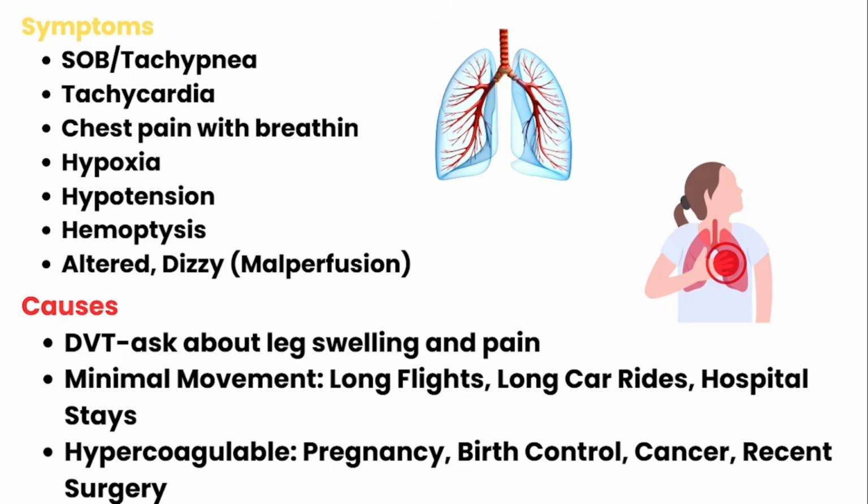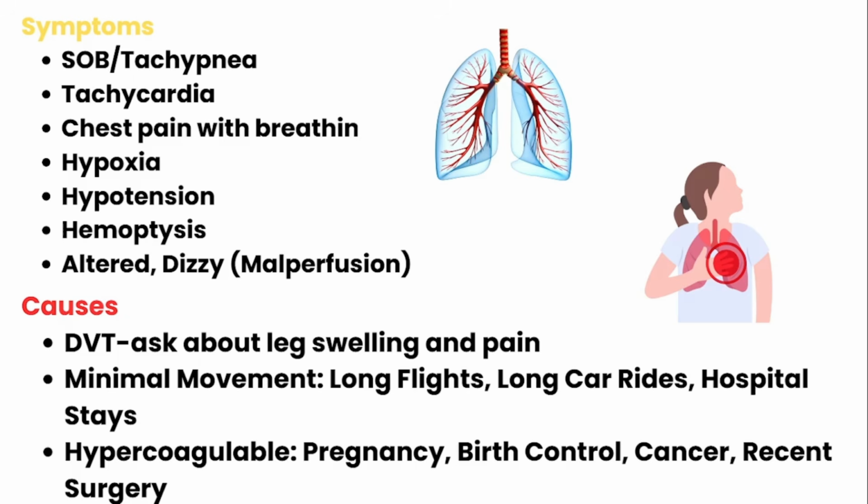Now, let's go a little bit into the causes. One big one for PEs is going to be DVTs, as these can break off and end up in the lungs. So, when assessing your patients with pulmonary embolisms, you should always go down to the legs and look for signs of a DVT, like unilateral swelling and pain. Then you should also ask your patients about activities that limit movement and blood flow, like long flights or long car rides, as blood will pool down in the legs, increasing the risk of DVTs.